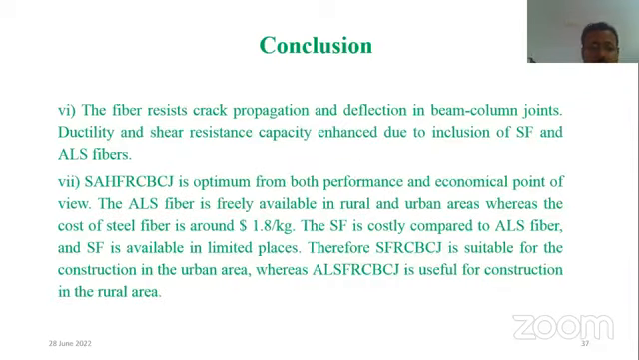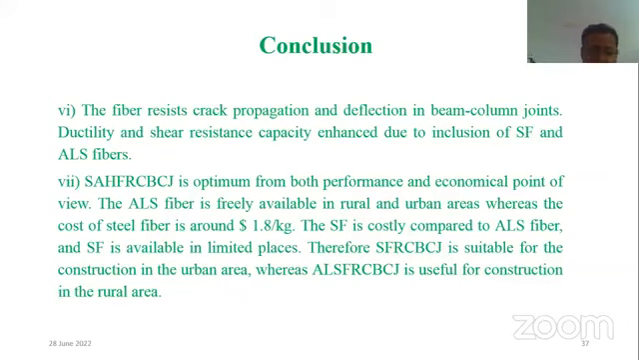Here you can see the fiber resists the crack propagation and deflection drift of the beam column joint. Besides this, it can also enhance the ductility and shear resistance capacity due to incorporation of the steel fiber and ALS fiber, Eri silk fiber. In case of hybrid, that is steel Eri silk reinforced concrete beam column joint, it also shows the optimum result from both performance and economical point of view.